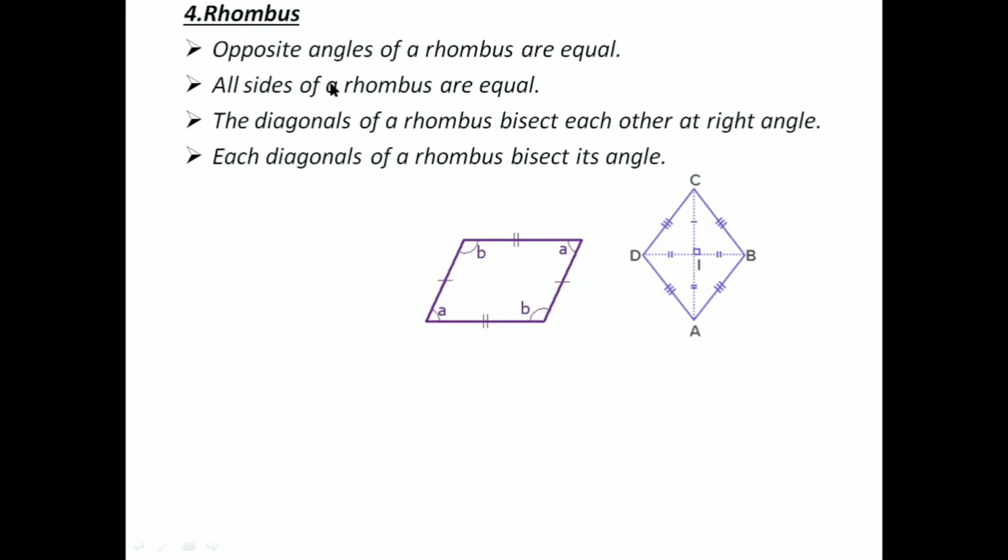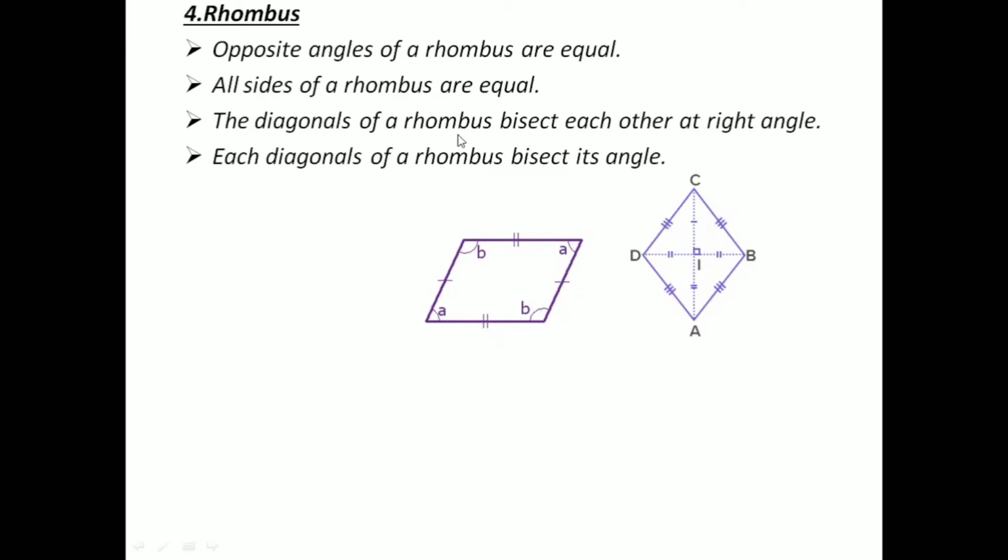Okay, opposite angles of the rhombus are equal. Opposite angles, this angle A, this angle B, these are equal in rhombus, and all sides of rhombus are equal. All sides length, okay, this one, all sides length will be equal. Here is one. This side, this side, this side, all sides are equal in length.